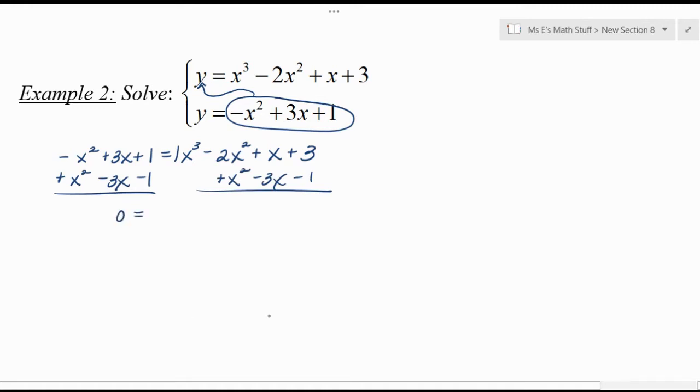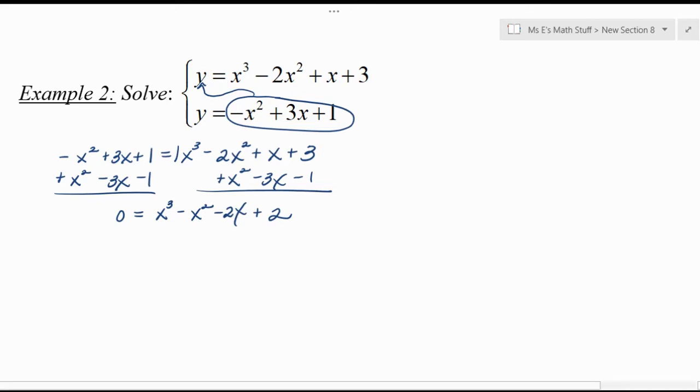Okay, so now I have 0 on one side, and on the other side, I'd have x cubed minus x squared minus x, it looks like, and then plus 2. Did I do that right? Oh no, minus 2x. There we go. Maybe that looked a little funny. There we go.